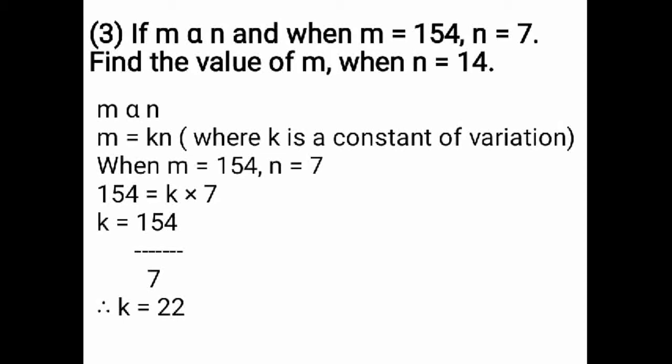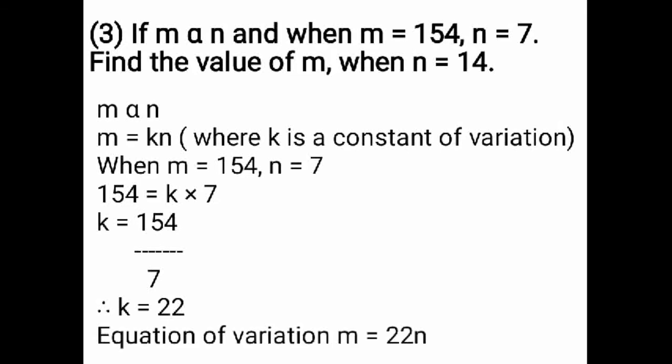Now you have to write the equation of variation form. Equation of variation is m is equal to 22n. K value what you got here, constant of variation. Answer what you got, you have to write only the K value number. M and N you don't have to substitute the number when you write equation of variation.